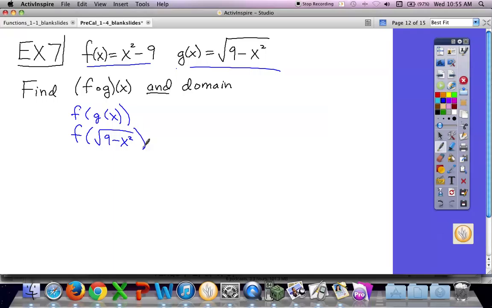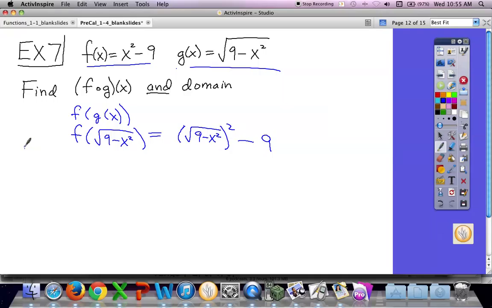Okay, and then I have to evaluate f of the square root of 9 minus x squared. What will that look like? Okay, parentheses. The square root of 9 minus x squared, squared, minus 9, right? See how this expression right here, we wrote that expression, but we replaced the x with the square root of 9 minus x squared.